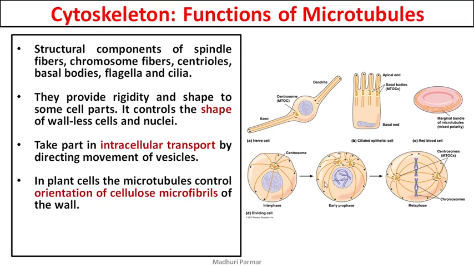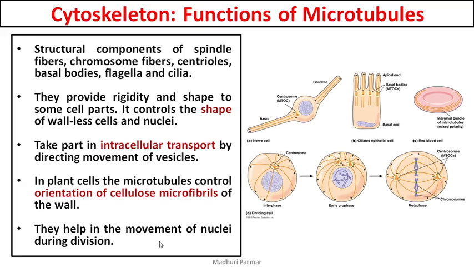In plant cells, the microtubules control the orientation of cellulose microfibrils. Remember the cell wall. In that cell wall you had cellulose microfibrils. So these cellulose microfibrils are maintained by microtubules. They help in movement of nuclei during cell division.